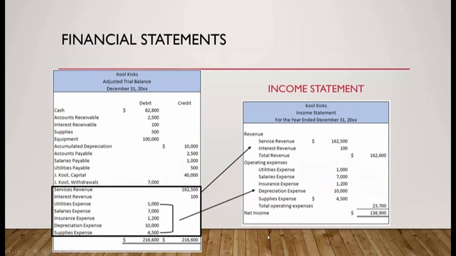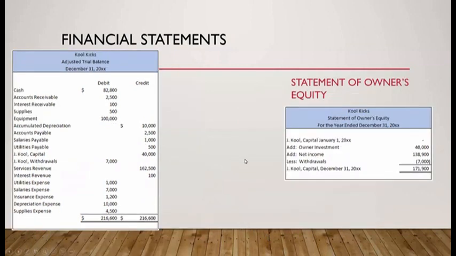The next statement is the statement of owner's equity. This statement summarizes equity over a period of time. So notice the heading. Every financial statement has to have a proper heading, including the name of the company, the title of the report, and the proper language for the date. We still use the information from the adjusted trial balance to help us prepare our statement of owner's equity.